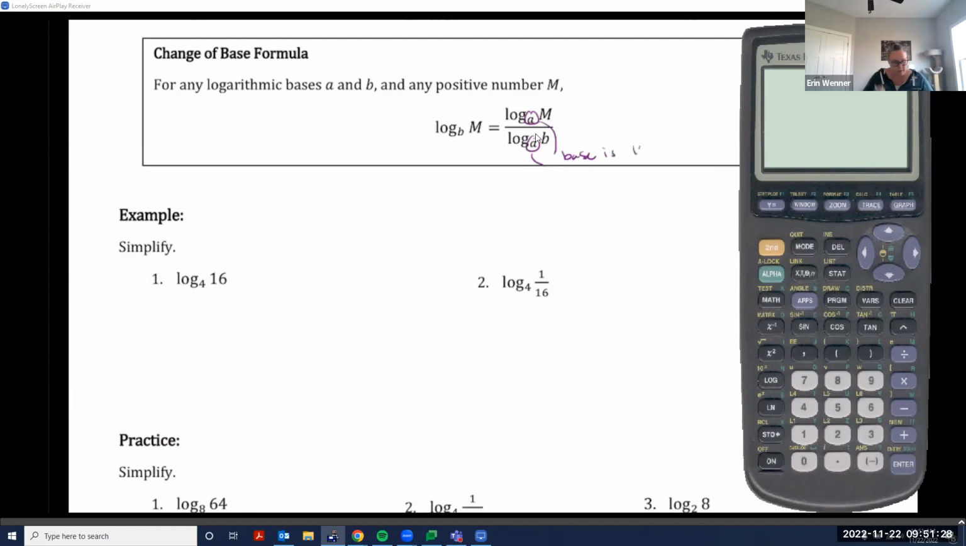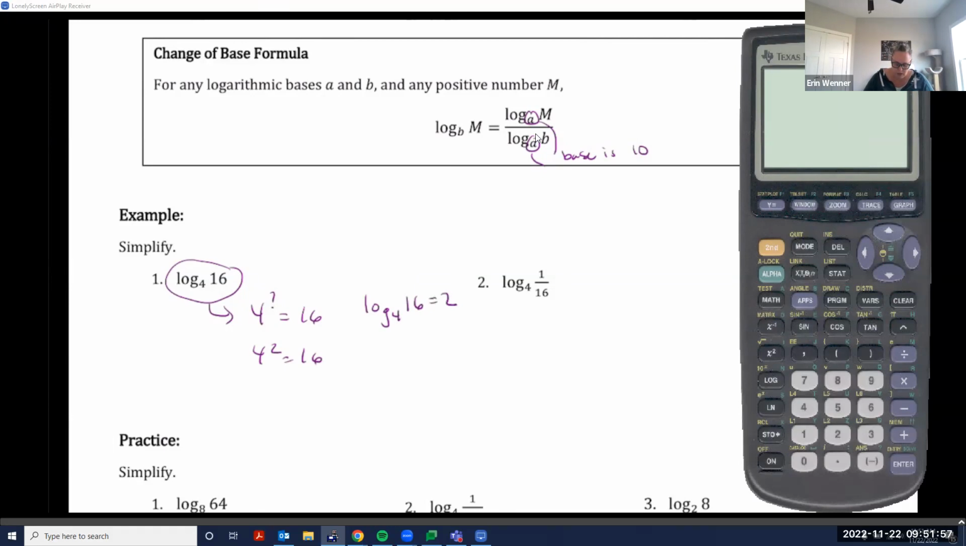So I want to evaluate log base 4 of 16. First of all, this question is saying 4 to what power equals 16? Well, we know that 4 squared equals 16. Therefore, we would expect that log base 4 of 16 would equal 2. But we need to know how to plug that in.